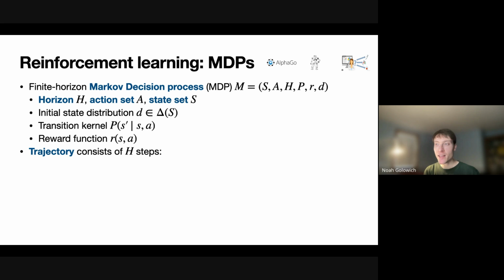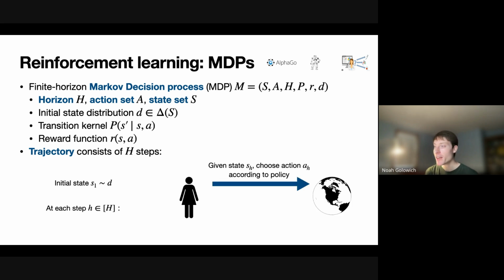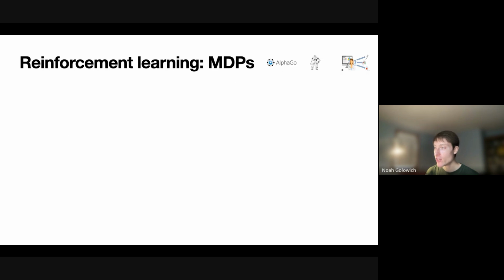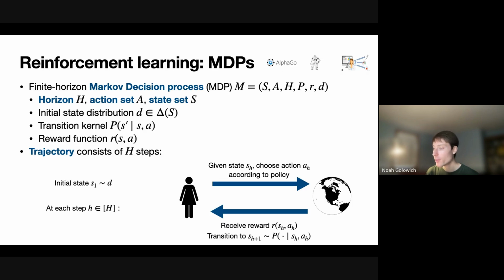A trajectory in an MDP consists of a total of capital H steps. Initially, at the first step, a state S1 is drawn from distribution D. At each step, little h, from 1 to capital H, the agent observes its current state S_h, and chooses an action A_h to take according to some policy. The agent then receives reward R of S_h, A_h, given by the reward function, and it transitions to a new state S_{h+1} according to the transition kernel P. We call a set of H state action reward tuples a single trajectory in an MDP.